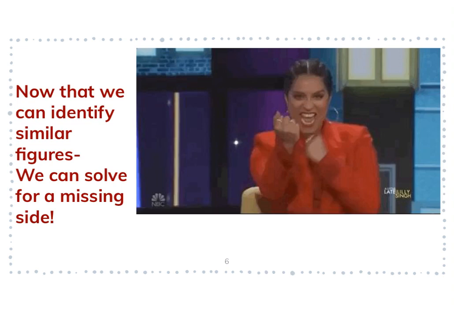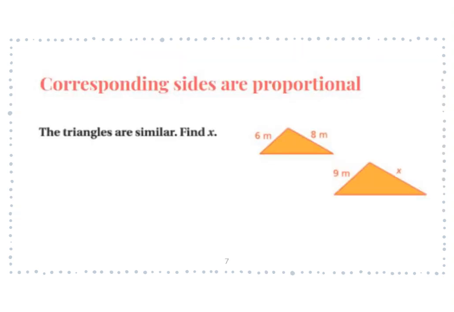Now that we can identify similar figures, we can go ahead and solve for the missing side length. Corresponding sides are proportional, so if the triangles are similar, which it says, these triangles have already been designated as similar. Your job is to find x. So let's do the matching sides. 6 to 9. And next matching side would be 8 to x. Okay, from here, let's cross product.